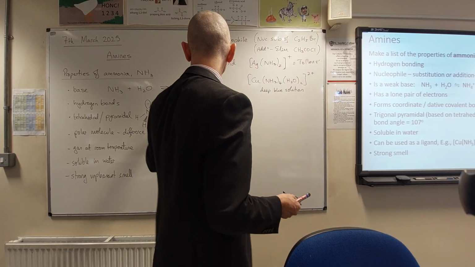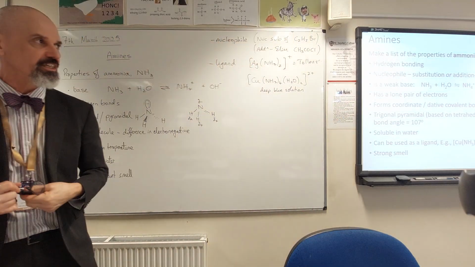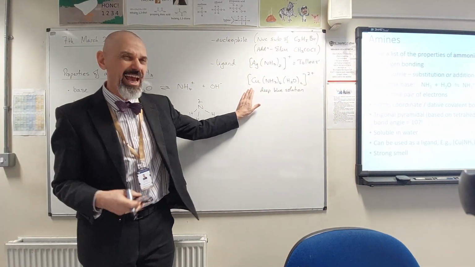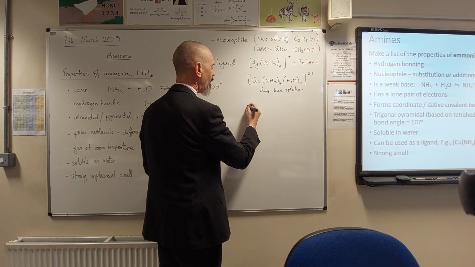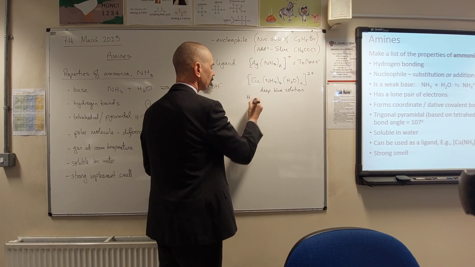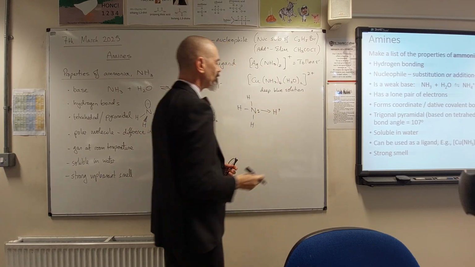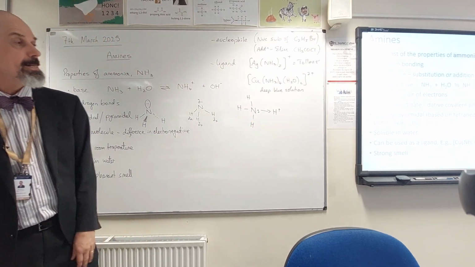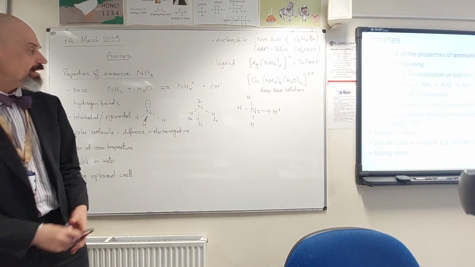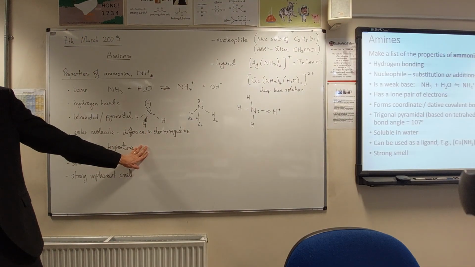We mentioned the lone pair of electrons, didn't we? We didn't mention that it forms coordinate or dative covalent bonds, although of course acting as a ligand is a coordinate or a dative covalent bond. But if you've got ammonia and then you add that to acid, it forms NH4+. That is of course a dative or coordinate covalent bond. We didn't get a mention of the bond angle, 107 degrees. We got the smell. Great.